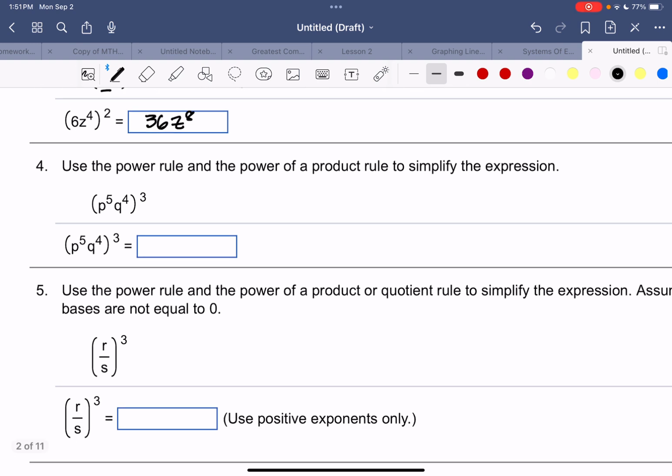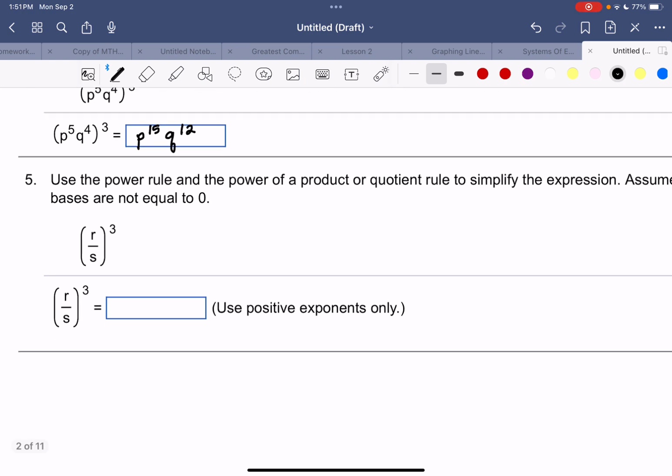Same thing, number 4. P to the 5th gets raised to the 3rd, P to the 15. Q to the 4th raised to the 3rd, Q to the 12th. Number 5, a quotient or a division raised to a power. Numerator raised to a power, denominator raised to the power.